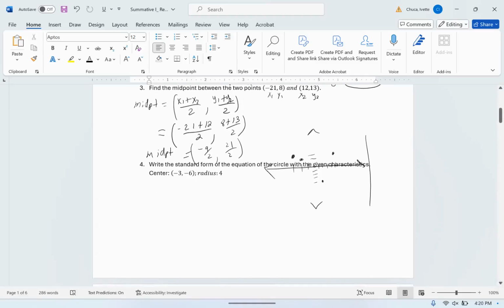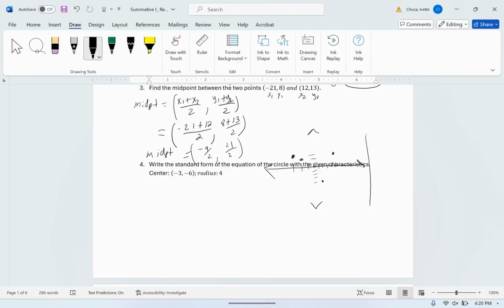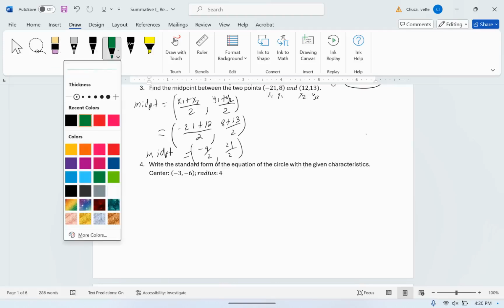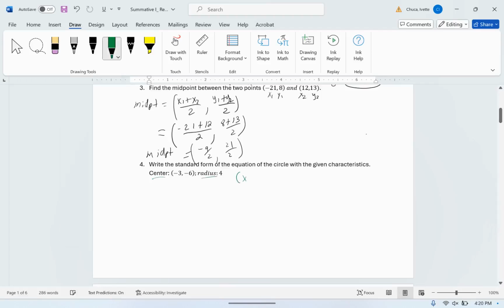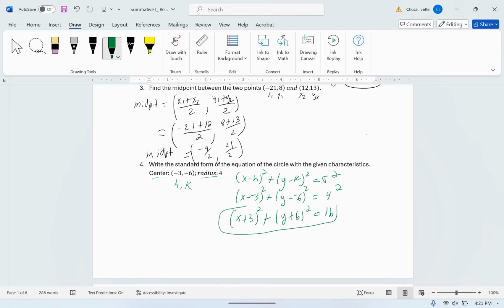Number 4, write the standard form of the equation of the circle with the given characteristics. So they give us the center and the radius. So the standard form of the equation is x minus h squared plus y minus k squared is equal to r squared. So this is your h and this is your k. So we're going to end up with x minus negative 3 squared plus y minus negative 6 squared is equal to 4 squared. Simplify, negative negative is positive, and negative negative is positive. 4 squared is equal to 16. So that would be our standard form.